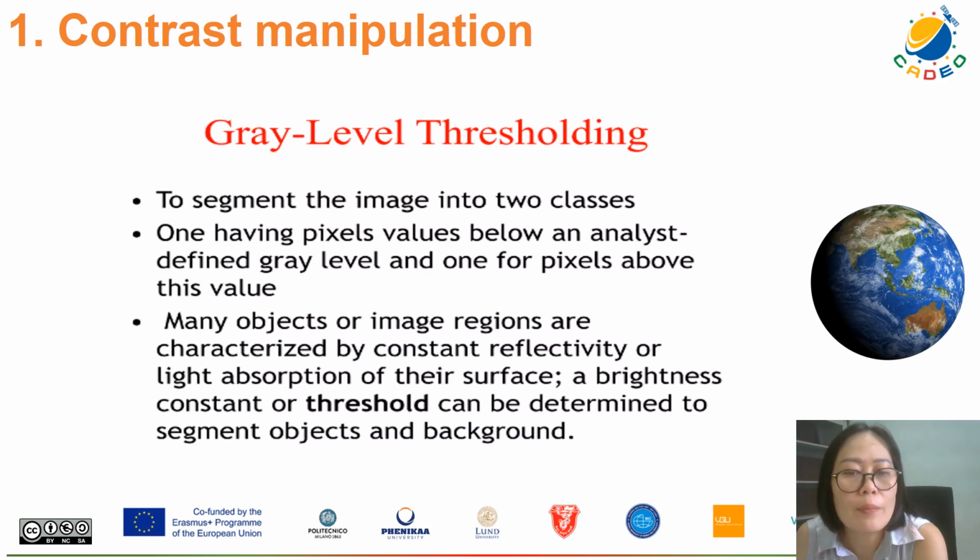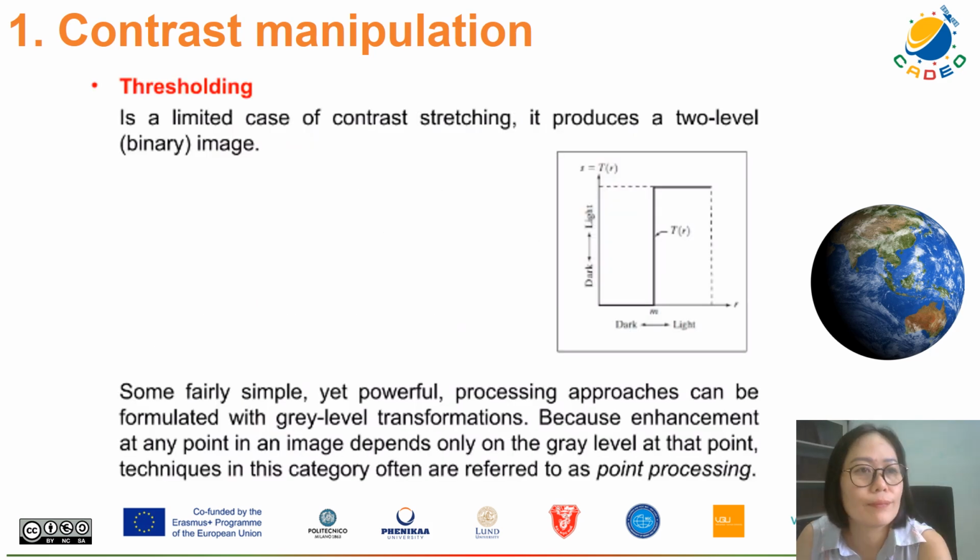Many objects or image regions are characterized by constant reflectivity or light absorption of their surface. A brightness constant or threshold can be determined to segment objects and background. As can be seen, thresholding is a limited case of contrast stretching. It produces a two-level binary image. Some fairly simple yet powerful processing approaches can be formulated with grade level transformation because enhancement at any point in an image depends only on the grade level at that point. Techniques in this category often are referred to as point processing.